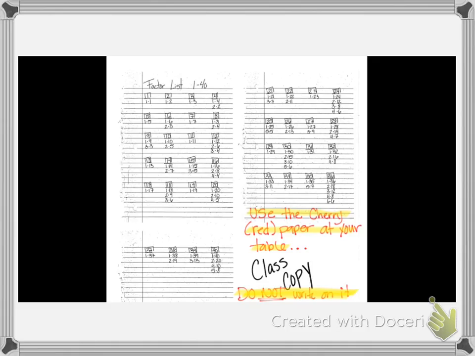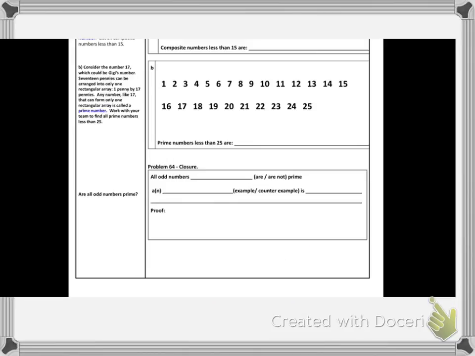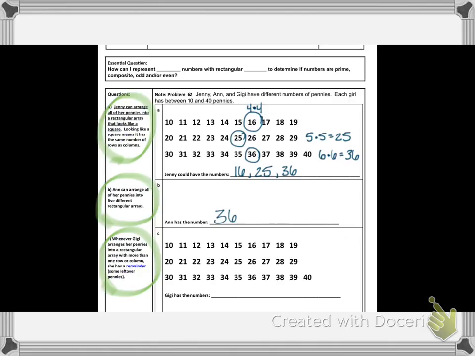Again, let's look at that cherry sheet. Starting at the number 10. As we said before, the number 10, we can make it 2 separate ways, 1 times 10 or 2 times 5. The number 11, however, we can only make one rectangular array. We can only set it up as 1 times 11. There is no other way to get to 11. So 11 could be one of Gigi's numbers. Let's go ahead and circle it.